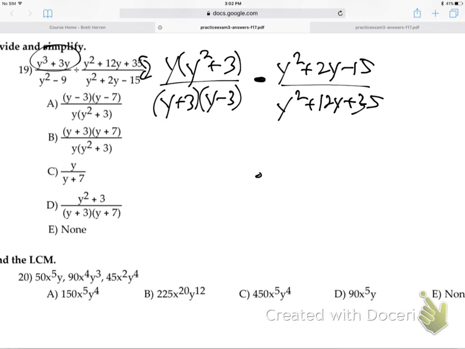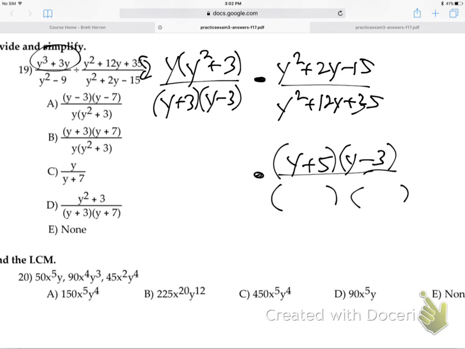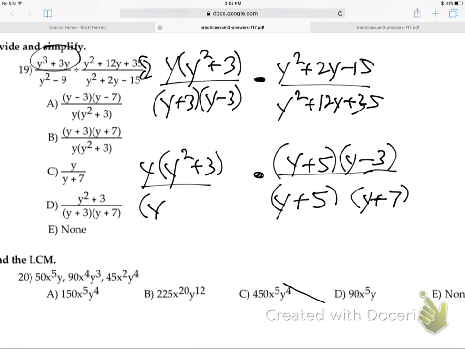So I flipped it. Now I got to factor that, so I'm just going to do that quick. 5 and 3, sign in the middle, sign in the bigger. The bottom one, to be 35, it's 5 and 7, both positive to make 12 in the middle. And then the other one, y times y squared plus 3 over y plus 3, y minus 3. Cancel what you can. Y plus 5, y minus 3. That it? Guess so.